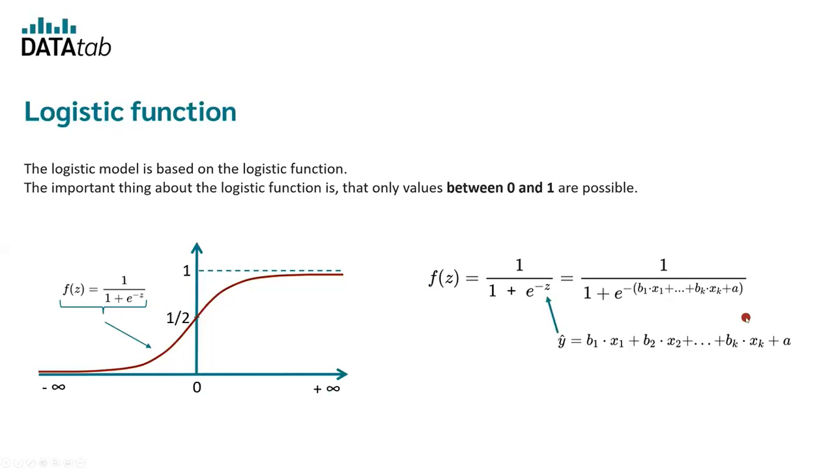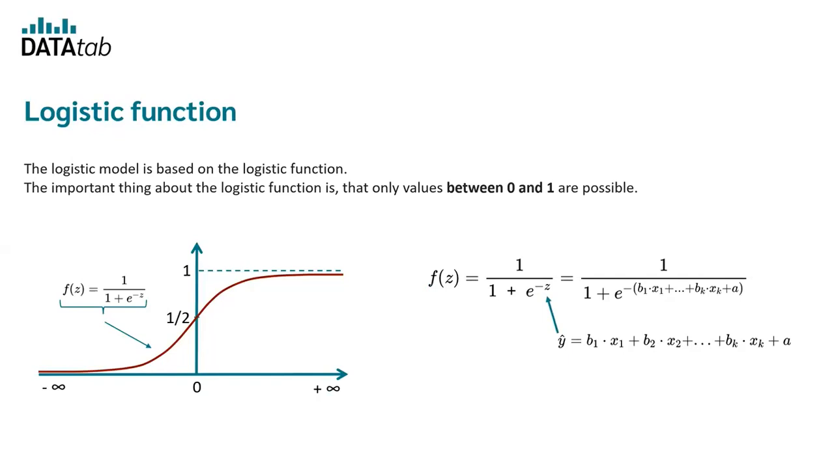Now we need to determine the coefficients so that our model best represents the given data. In order to solve this problem, we use the so-called maximum likelihood method. There are good numerical solutions that help us solve the problem. So usually we just use a statistics program and it will give us the values b1, b2 up to bk.